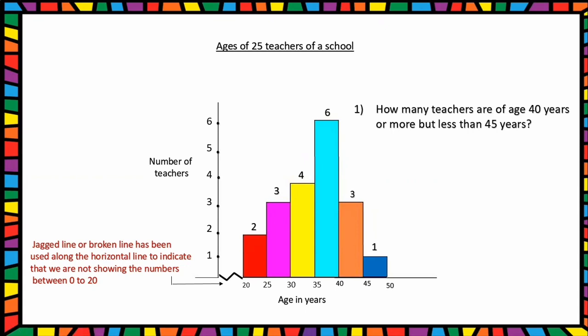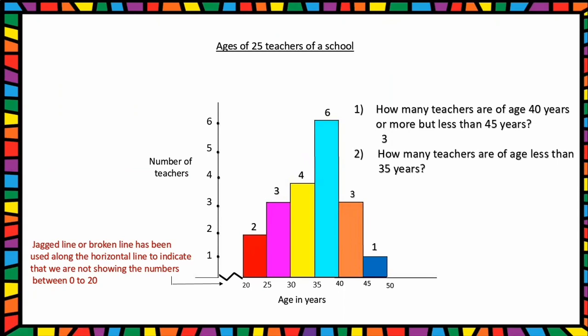How many teachers are of age 40 years or more but less than 45 years? 40 years or more means you have to take this class interval only, 40 to 45. More than or equal to 40 and less than 45. So 40 to 45, how many? The histogram is showing 3. So the answer is 3.